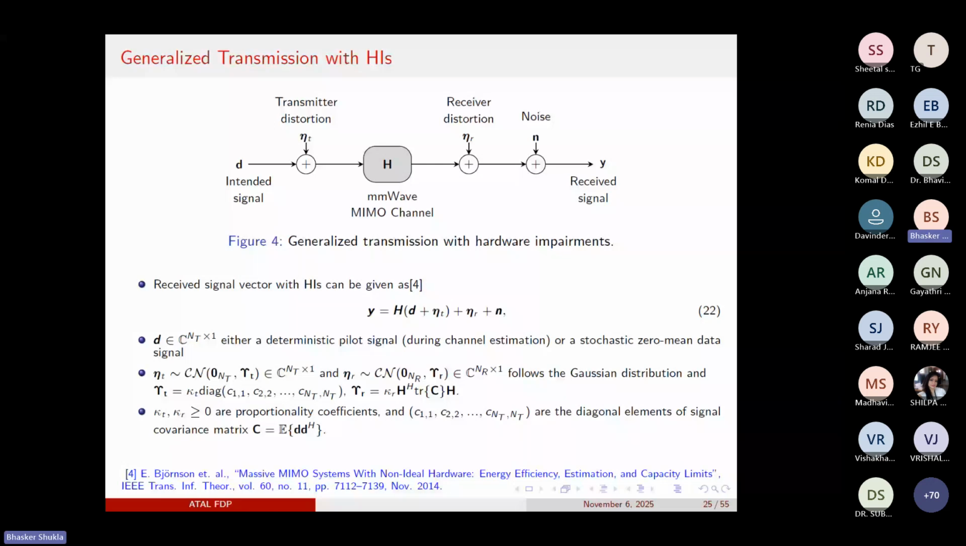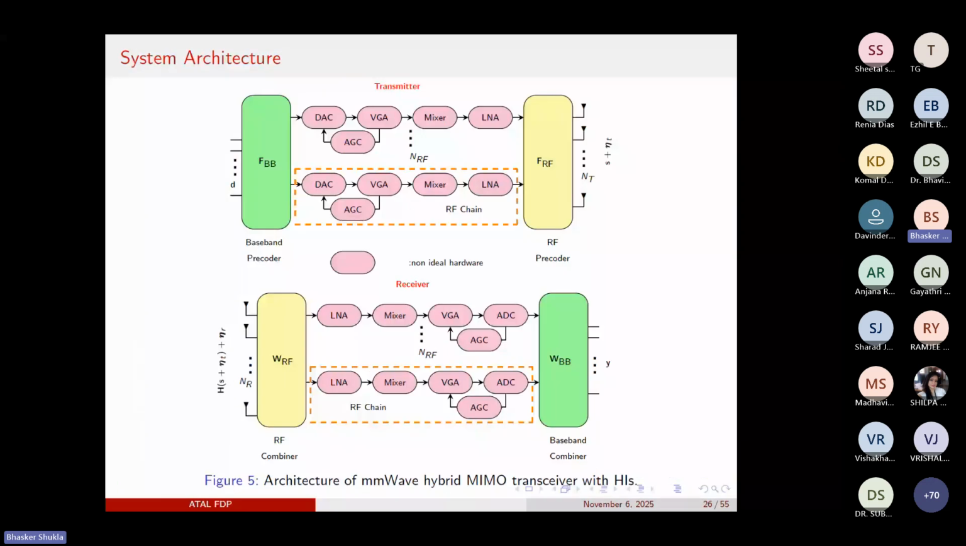So here is the transmitter and receiver architecture for millimeter wave hybrid MIMO with hardware impairments, and the pink color shows the non-ideal hardware. These are the RF chains that consist of low noise amplifier, mixer, variable gain amplifier (VGA), analog to digital converter, and automatic gain control. These are part of this RF chain, and suppose these are non-ideal, in that case they are producing distortion of the signal.